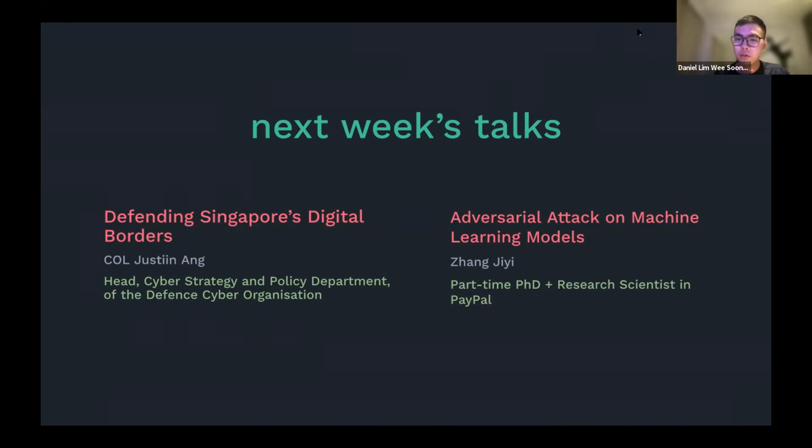And next up we have a PhD student, Zhang Ji, who will talk about adversarial attack on machine learning models. So definitely something very interesting to look forward to as well.